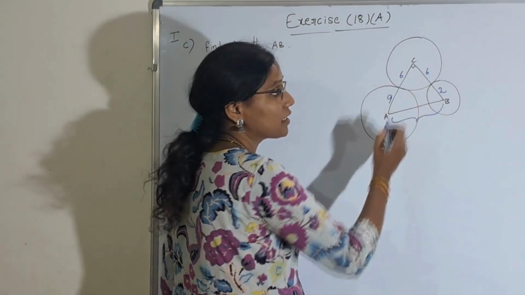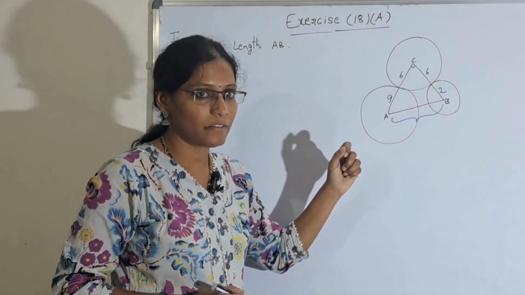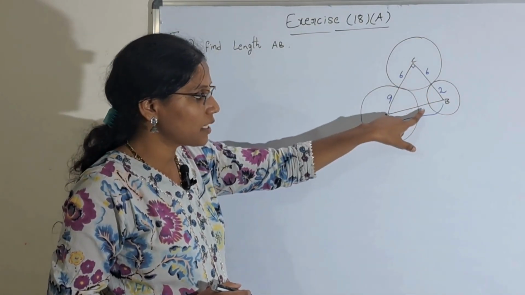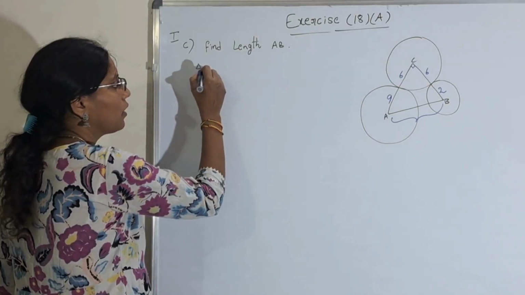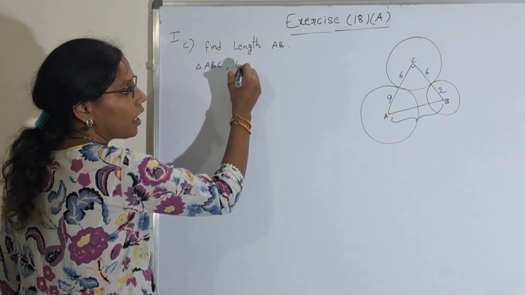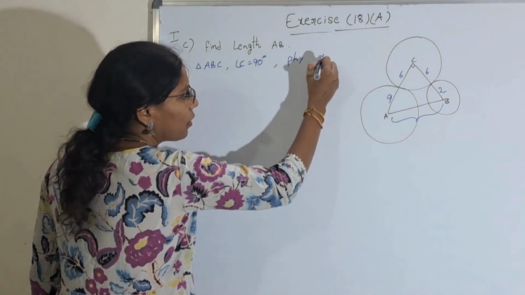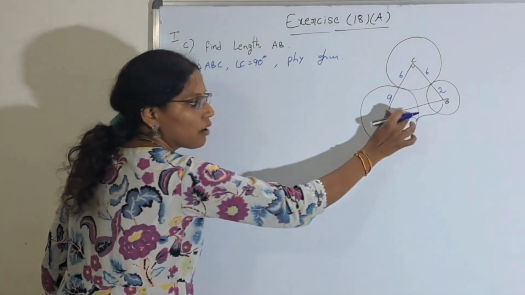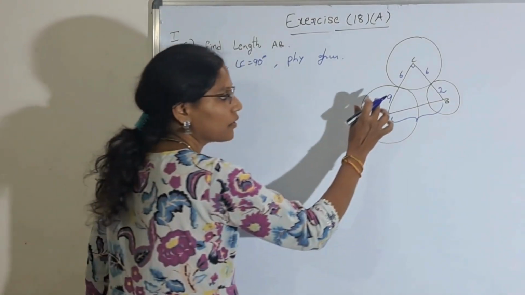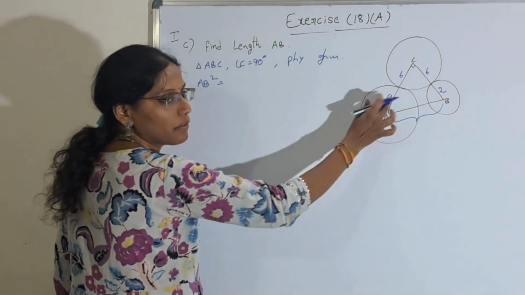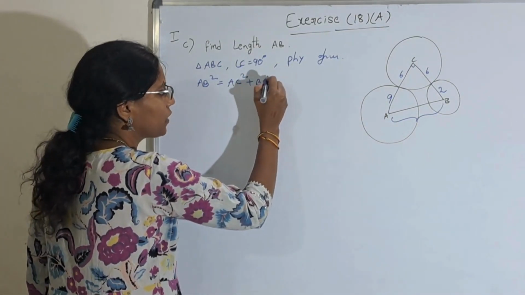Here 90 degrees they mentioned. 90 degrees means what theorem we can use? Pythagoras theorem we can use. 90 degrees opposite side is the hypotenuse and remaining two sides. Triangle ABC, angle C is equal to 90 degrees. Pythagoras theorem: square of the hypotenuse, AB square, is equal to sum of the squares of remaining two sides, AC square plus BC square.